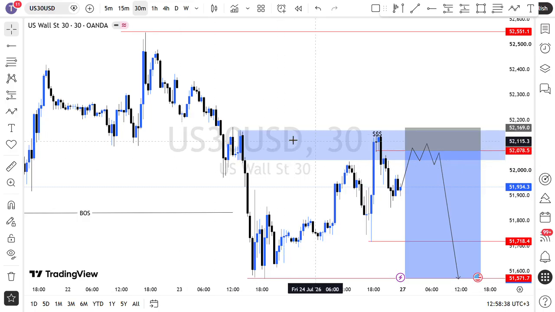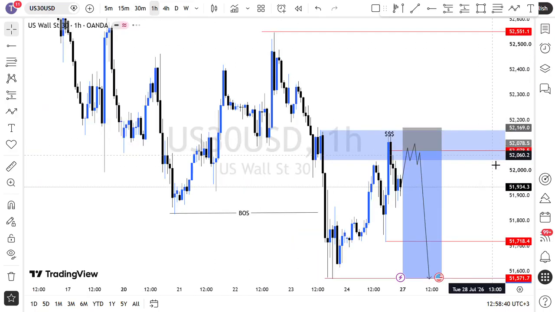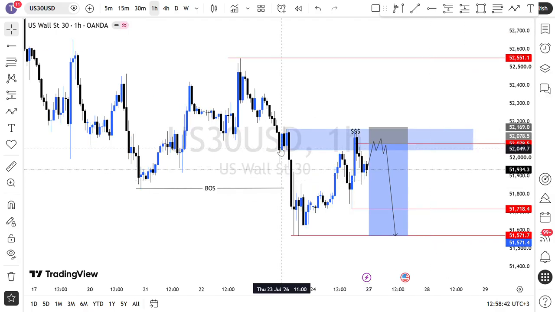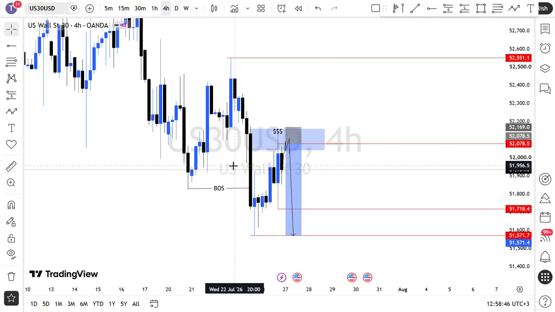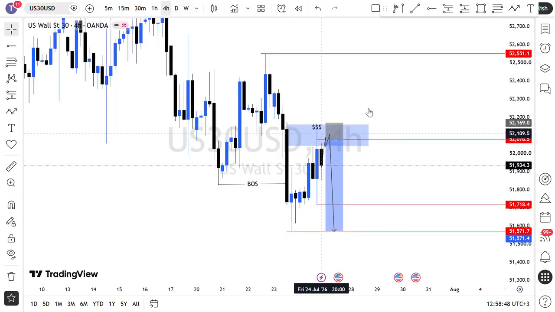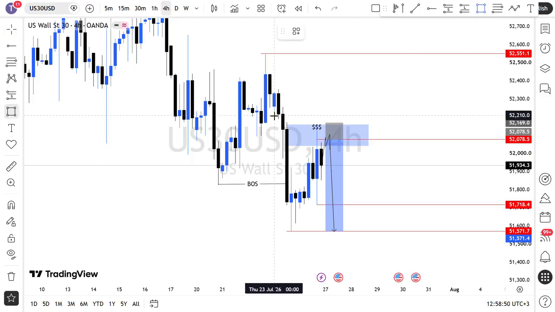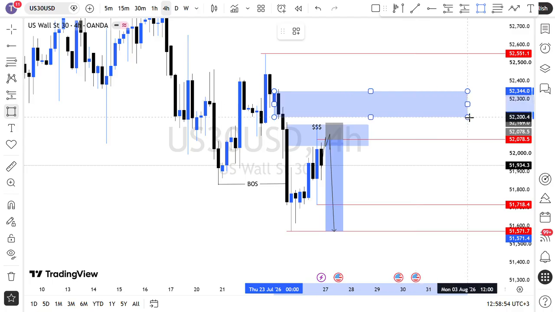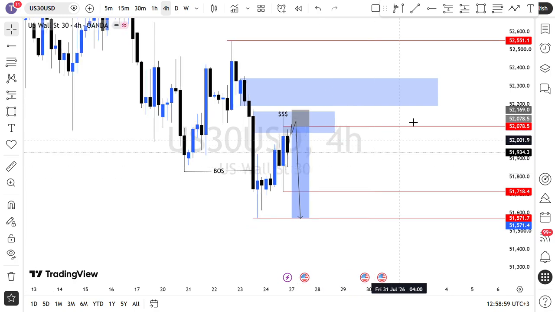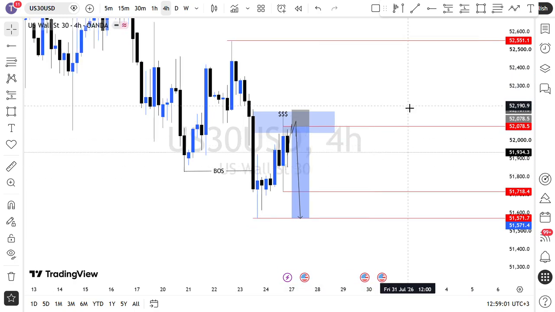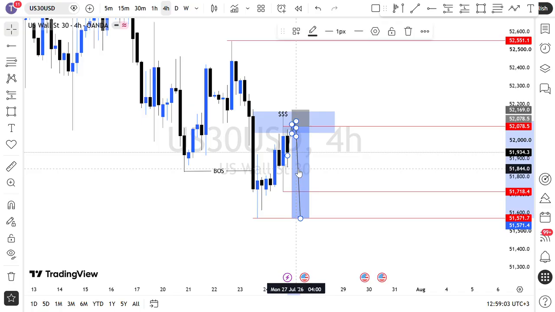And if price won't respect that area, our point of interest, we'll be expecting a push to the upside a little bit before the price drops to the downside. Price can come into this area here and react also from there. But as of now, this is my best point of interest, guys. I want to see some aggressive selling from there.